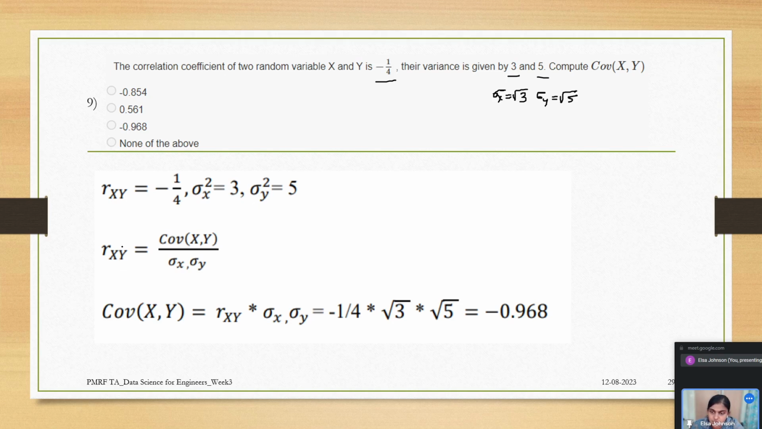If you want to find the correlation between x and y, you have to find the covariance of xy divided by sigma x into sigma y. Right now you have the correlation as well as sigma x and sigma y, so you have to find the covariance. Use this formula, substitute in that, you will get the answer as this one. Here the covariance is coming as negative, right? So negative indicates there is a negative relationship.